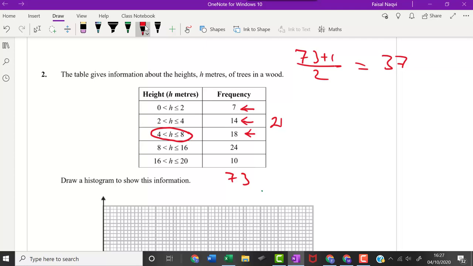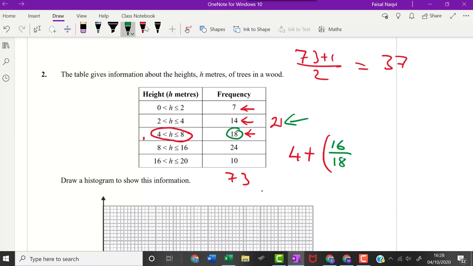I know that my starting point is at 4. So it's got to be 4 plus something. I had 21 trees in the previous class width, and I've got to add another 16 trees to get to 37. But the number of trees in this class width is 18, which I got from here. So my median is 16/18ths of the way along this class width between 4 and 8.